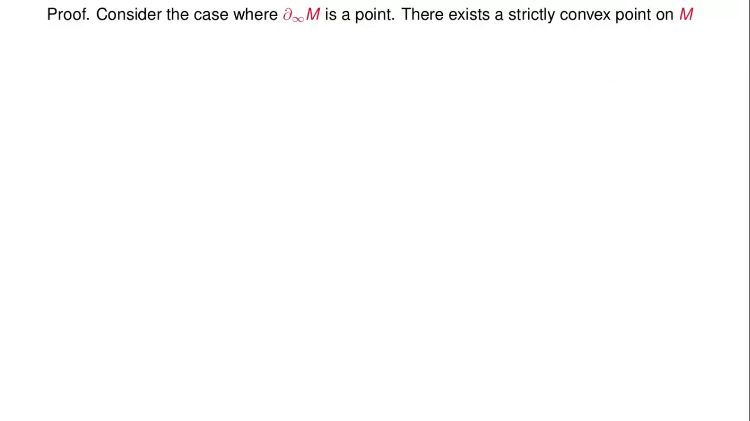Okay, so let me sketch the proof of the case where the boundary at infinity is a point. The first thing that we have to do is to prove that M has a strictly convex point. Why this? Because this will allow us to use the maximum principle. Because if there is a strictly convex point, then you are in the case that you are in the positive cone with your curvature, and so it's fine.